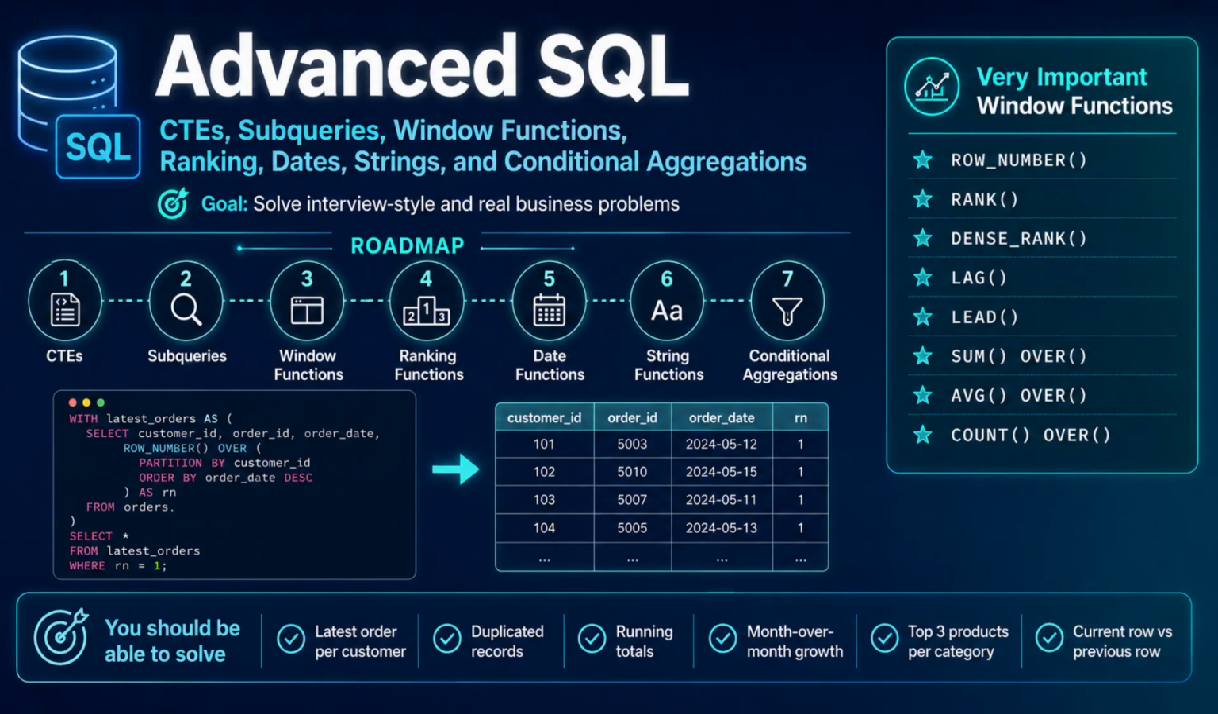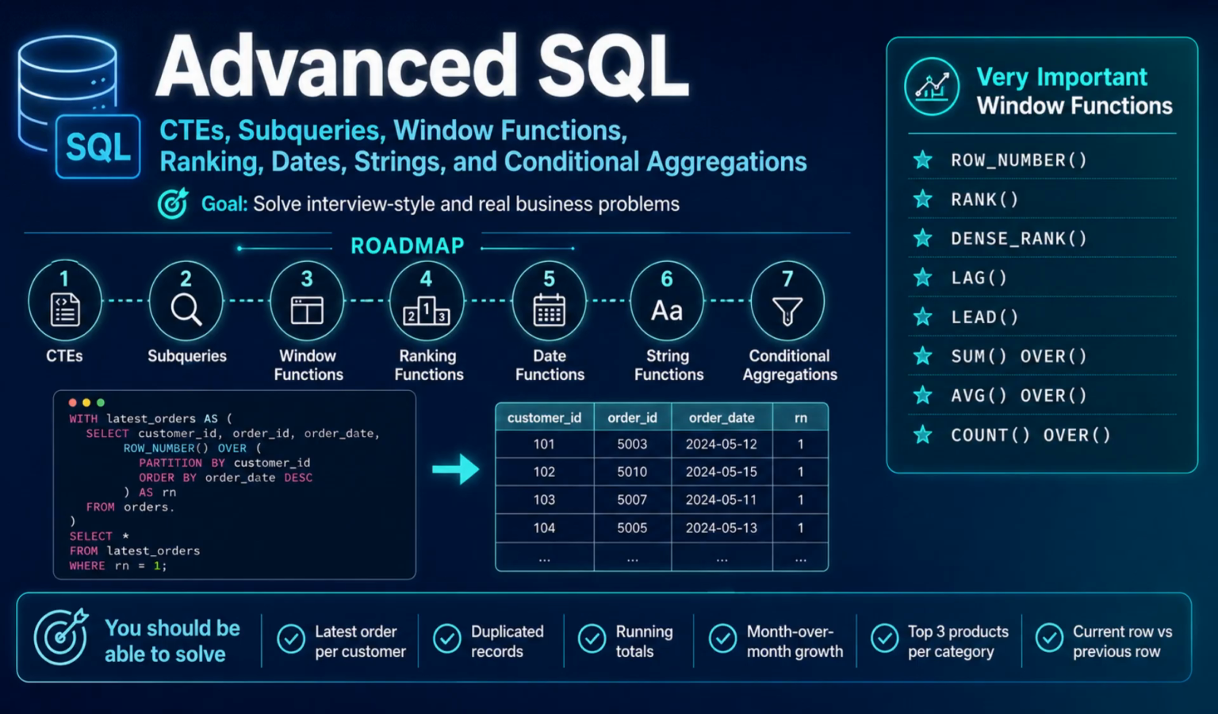The most important part of this lesson is window functions. These functions allow you to perform calculations across a set of rows that are related to the current row. They are incredibly powerful and widely used in data analysis. You should feel comfortable with row number, rank, dense rank, lag, lead, sum over, AVG over, and count over. These functions help you answer very common business questions.